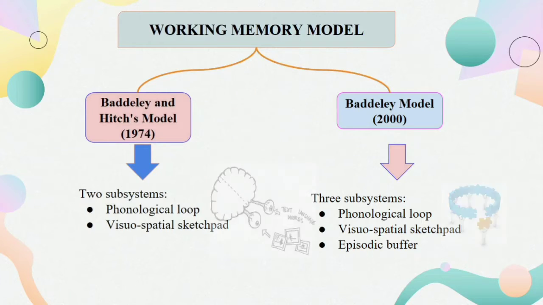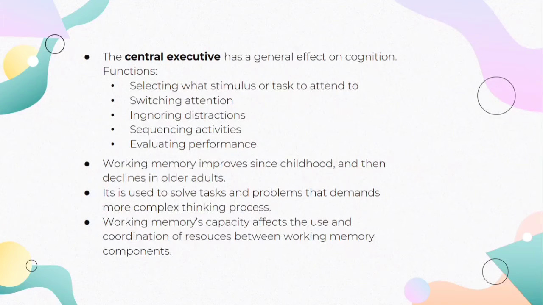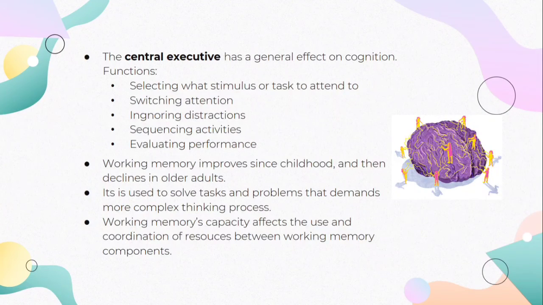The central executive is the most important component of working memory. Its function is to coordinate the manipulation and flow of information between parts of the cognitive system. Among its functions are selecting what stimulus or task to attend to, switching attention, ignoring distraction, sequencing activities, and evaluating performance. Working memory improves throughout childhood, adolescence, and early adulthood, and then declines in older adults.